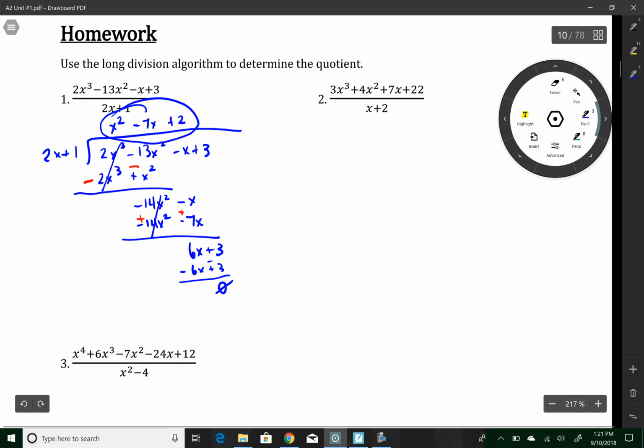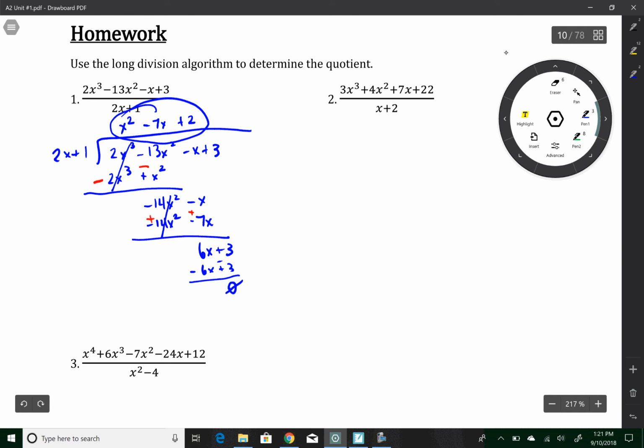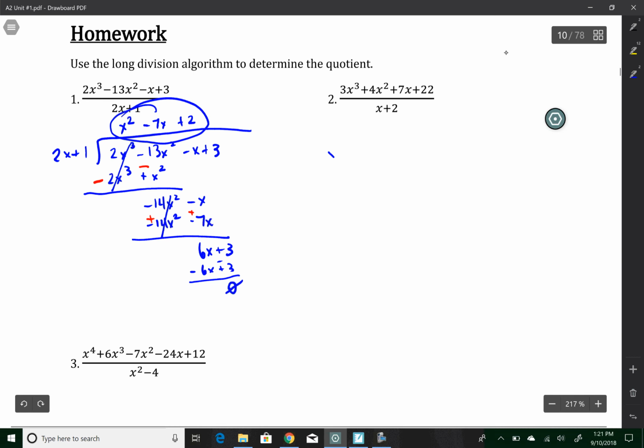Number 2 gives us x plus 2 as what we're dividing by. This we're actually going to learn in lesson 3. There's an easier way of even doing this, but we'll talk more about that on Tuesday. So if we go through and do our long division here, what multiplies by x to make 3x cubed? Well, that would be 3x squared. 3x cubed goes there. 3x squared times 2 becomes 6x squared.